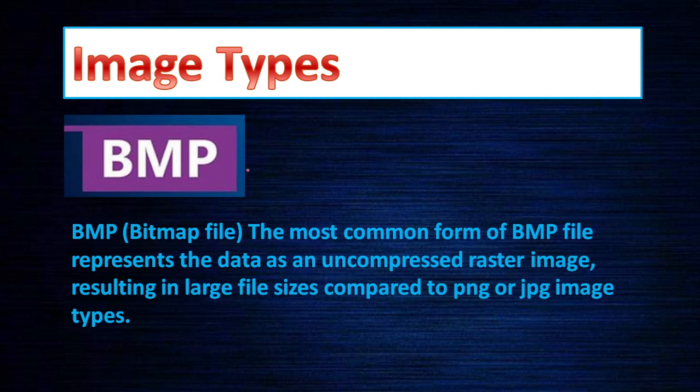BMP, by default, when you create a picture in Paint, we can store in a BMP. That is a bitmap file. The most common form of BMP file represents the data as an uncompressed raster image, resulting in a large file size compared to PNG or JPG types. So it's uncompressed. When you uncompress a file, the size is bigger. When you save the file as a BMP, the file size is very, very big.